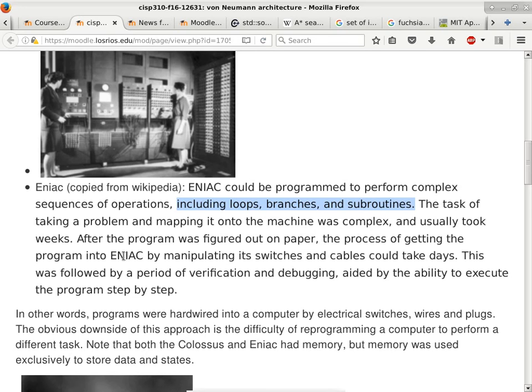And then it says right here, the program has to be figured out on paper, probably a pile of paper in this case. And the process of getting the program into the ENIAC by manipulating its switches and cables can take days. So I guess the weeks included the paperwork, to figure out how should I wire this thing up, what switches to turn to which side. And then even after the specification is done on paper, the people who are doing all the mechanical stuff to actually rewire the thing and flip the switches, that will still take days.